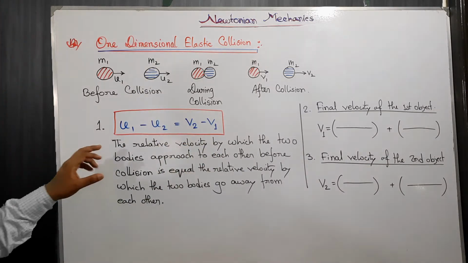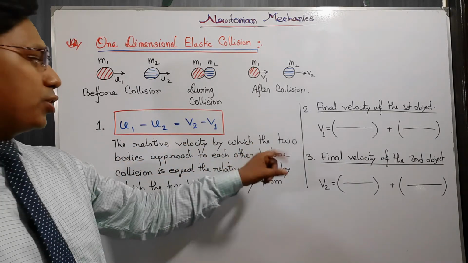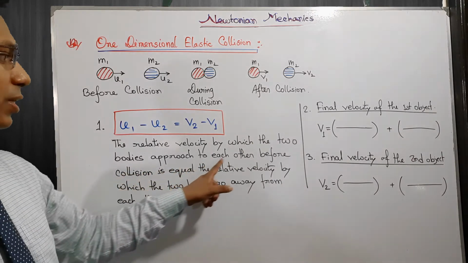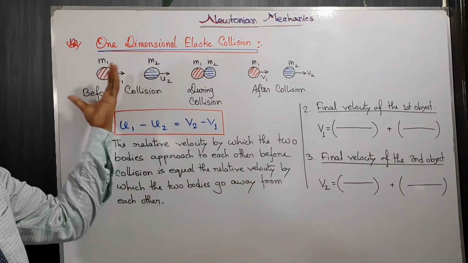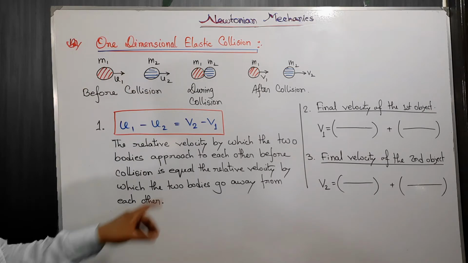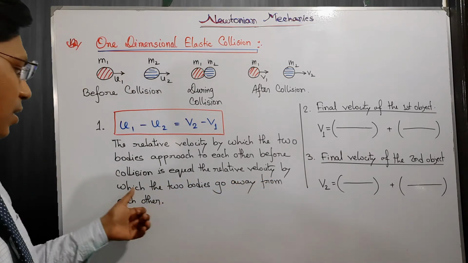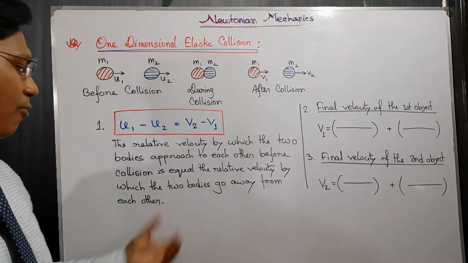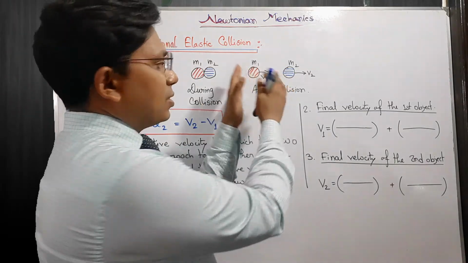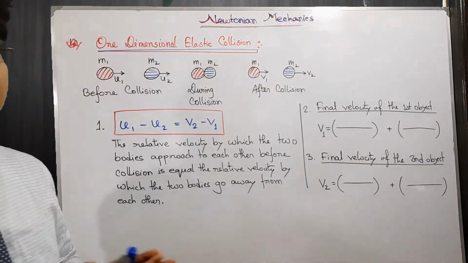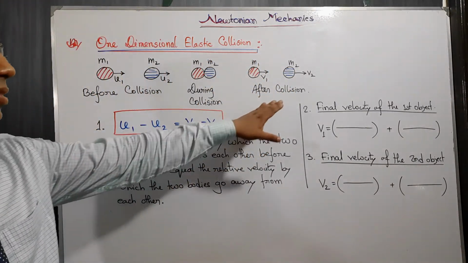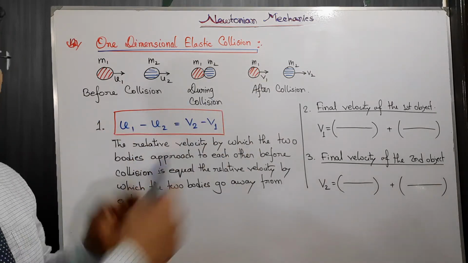And this statement means the relative velocity by which the two bodies approach each other before collision is equal to the relative velocity by which the two bodies go away from each other, which is the second portion of the collision. After collision, they go away from each other.